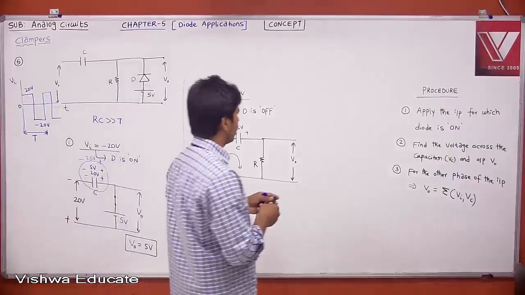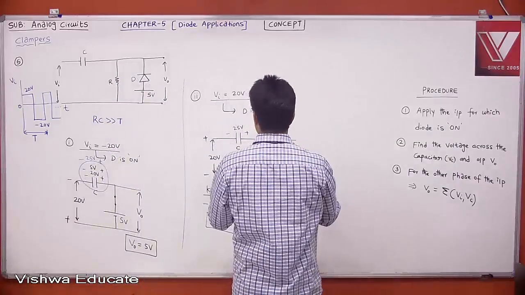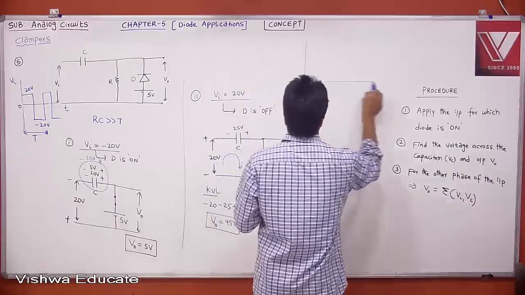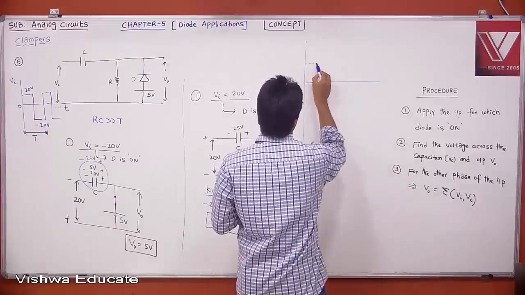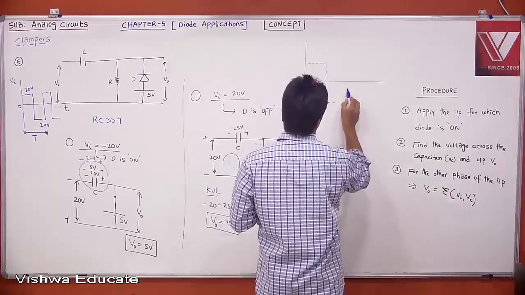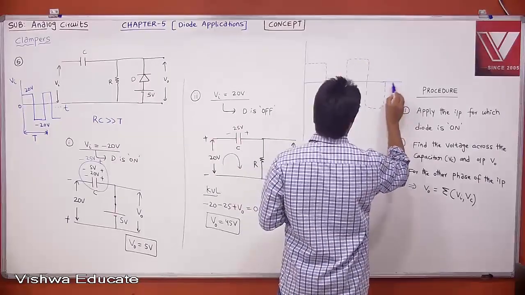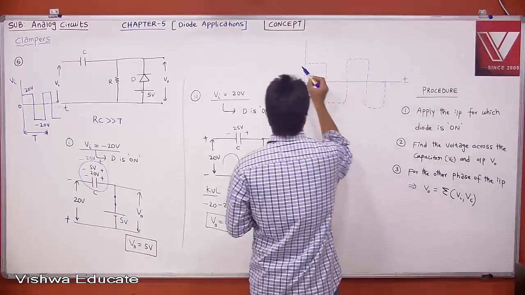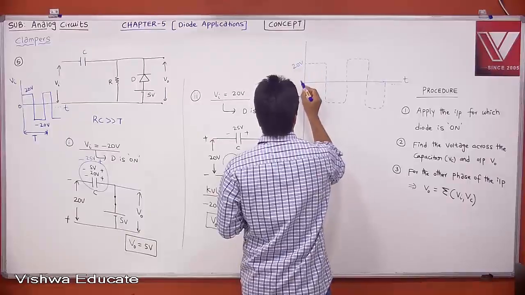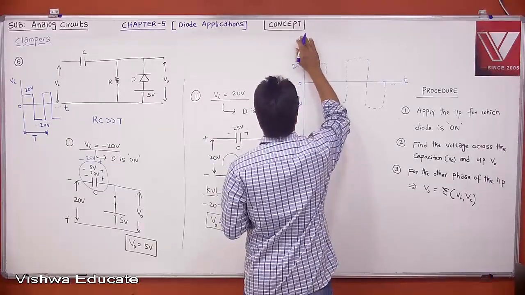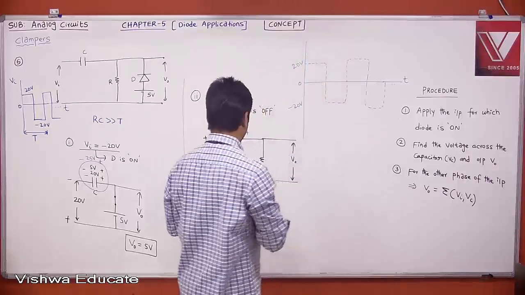Now let me plot. Therefore, if I plot, what is your input? Your input has plus 20 and minus 20. Two cycles are enough. This is plus 20. This is minus 20. Okay, now we want to plot the output.